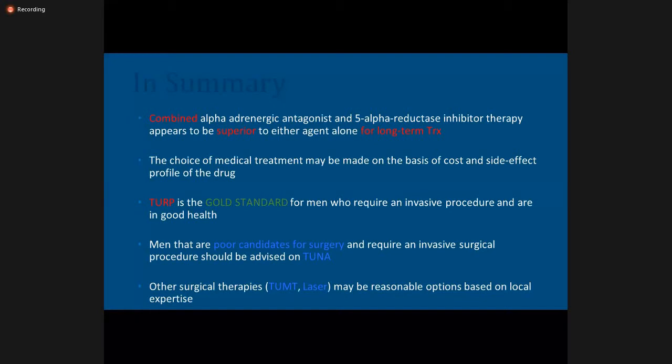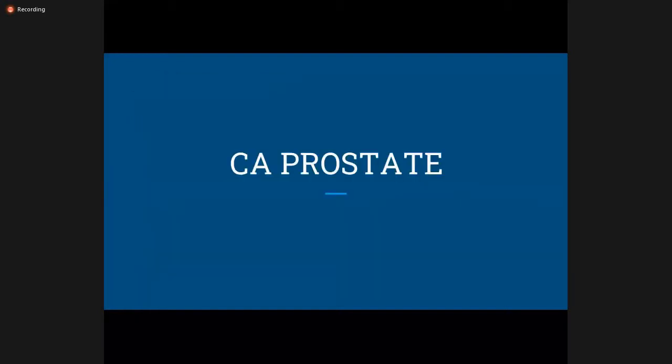So we have finished benign prostatic hyperplasia. Now we'll move on to CA prostate. As I told you at the start, we'll focus on two main diseases of the prostate: one is benign prostatic hyperplasia and the other is CA prostate, because these are the most common diseases of the prostate.